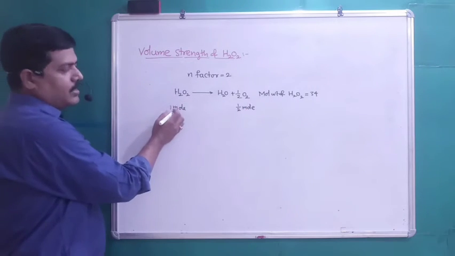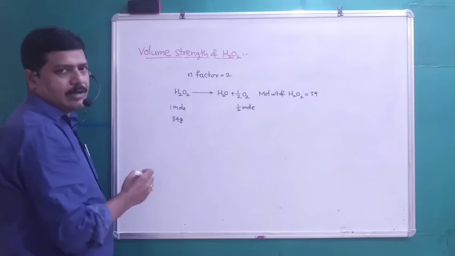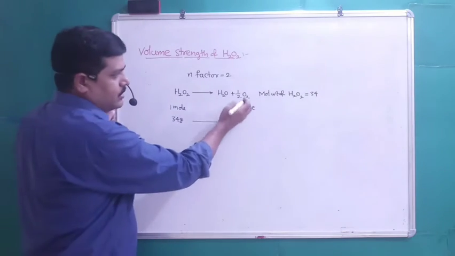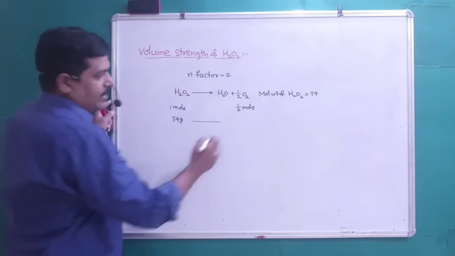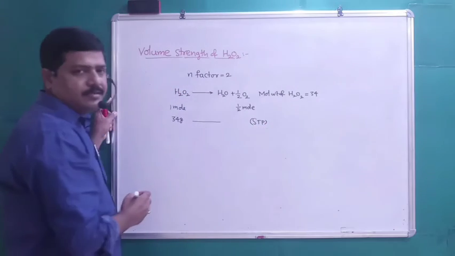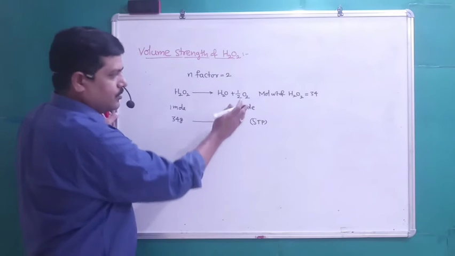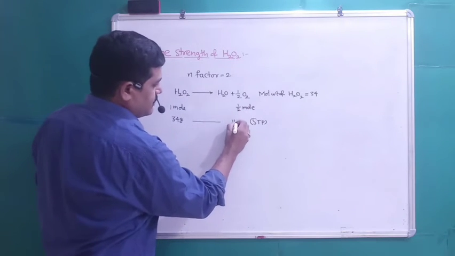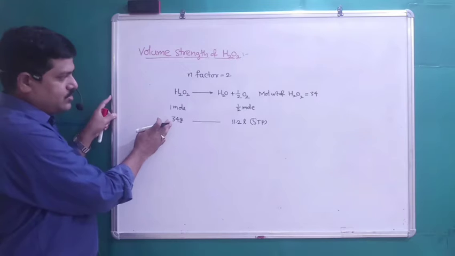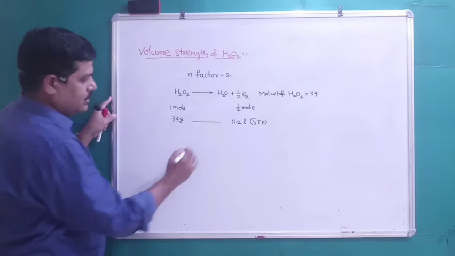What is the weight of 1 mole of H2O2? That is 34 grams. On decomposition, 34 grams of H2O2 will give half mole of oxygen gas. We know at STP condition, 1 mole of any gas occupies 22.4 liters. But here 1 mole of H2O2 will give half mole of O2. So half mole of O2 is equal to 11.2 liters. Then 1 mole of H2O2 on decomposition will give 11.2 liters of oxygen gas.